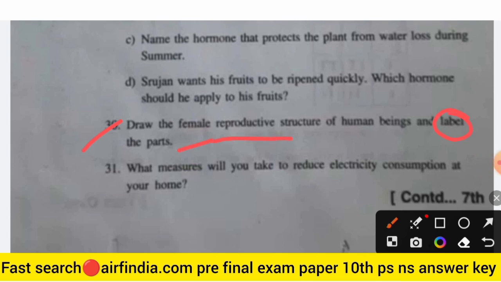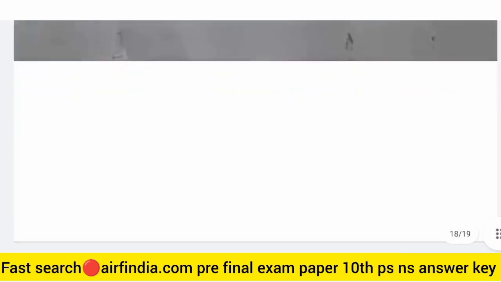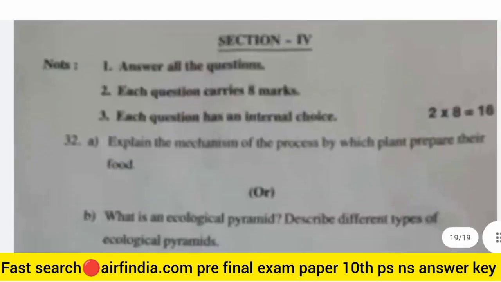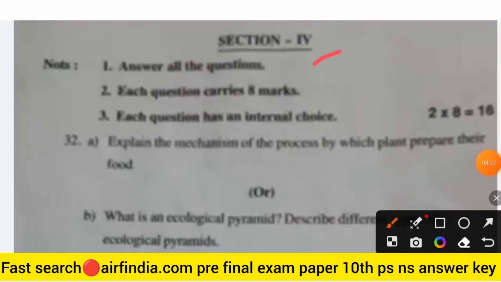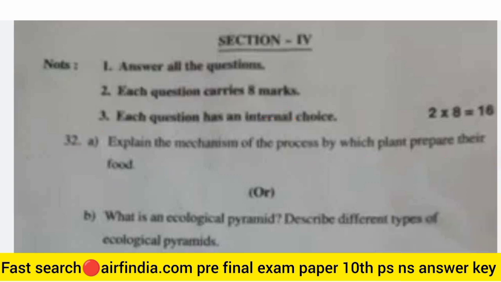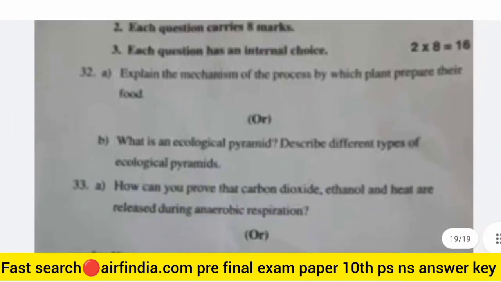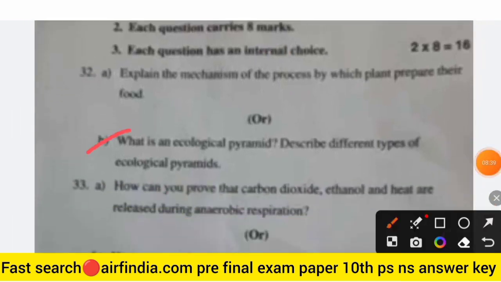What measure will you take to reduce electricity consumption at your home? This is your 31st question. And the 32nd question is in section 4, the last section. Answer all the questions. Each question carries 8 marks. Okay, explain the mechanism of the process by which plants prepare their food. Okay, and it's a choice question also. What is an ecological pyramid? Describe different types of ecological pyramids.